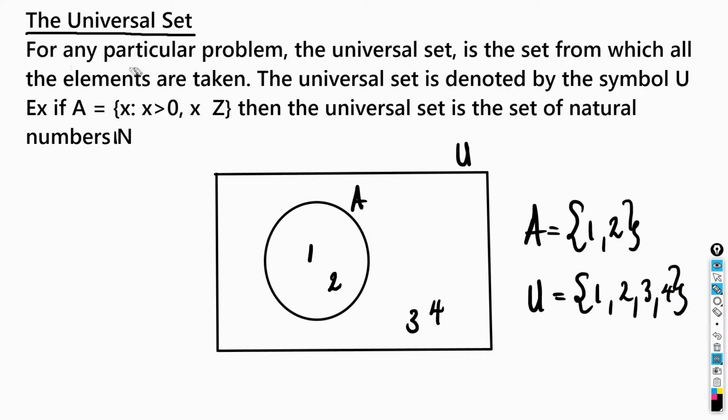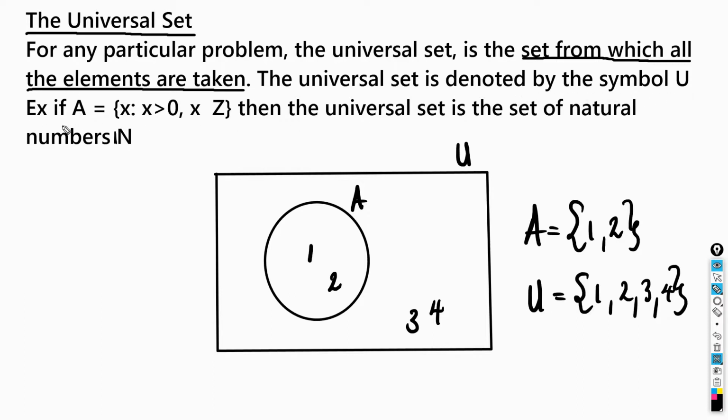Today we're going to be looking at the universal set. For any particular problem, the universal set is the set from which all the elements are taken. Let me just repeat that. It's the set from which all the elements are taken. It's very simple, guys. Basically, the universal set is the set in which all the elements are in. Every possible element is in that set. The universal set is denoted by the symbol U.